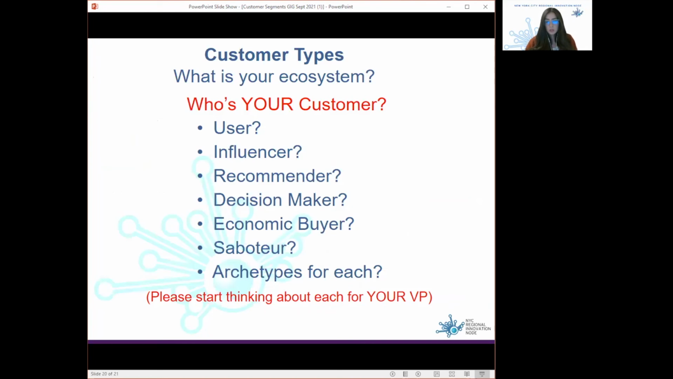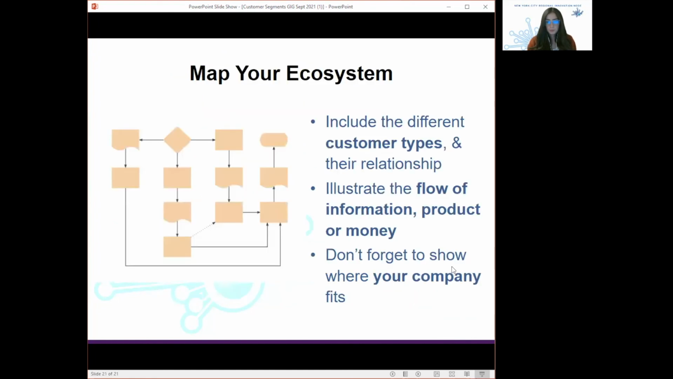So as you continue customer discovery, consider who is your user, your influencer, recommender, decision maker, economic buyer, and ask questions in interviews to really understand how the ecosystem works. You can map it out before an interview and show it in the interview and ask if you're correct in your assumptions. If you're lucky, they'll correct you and they'll help you draw it more accurately.